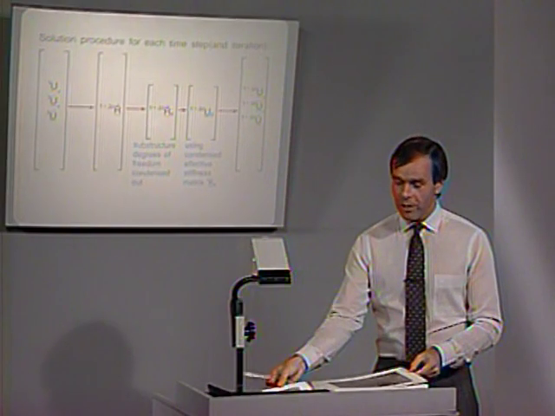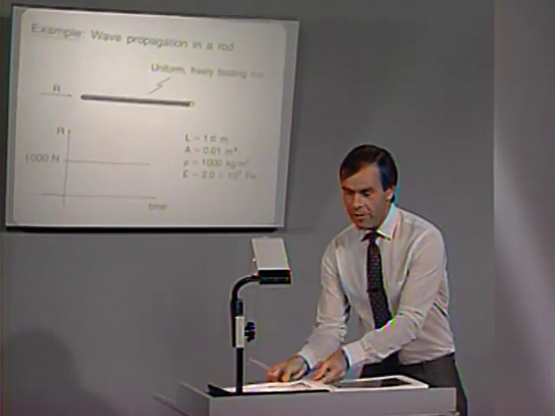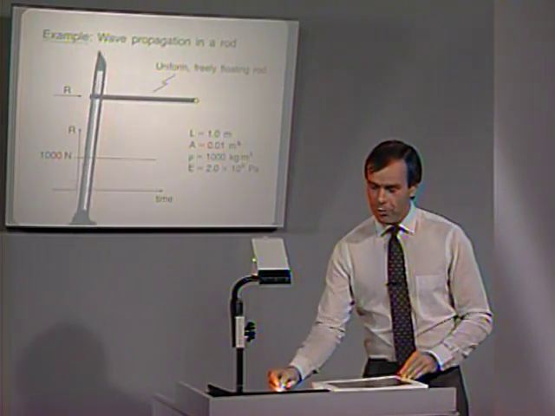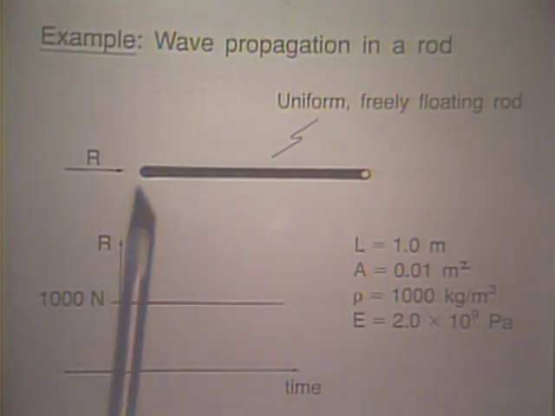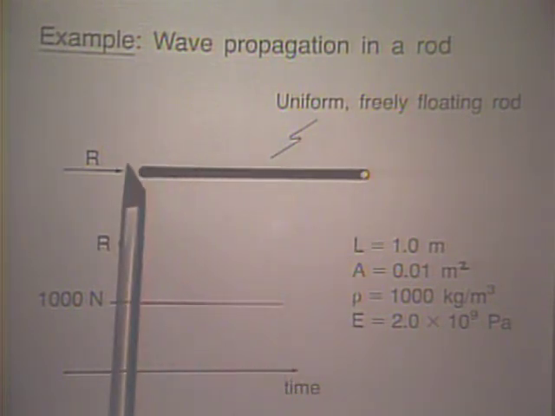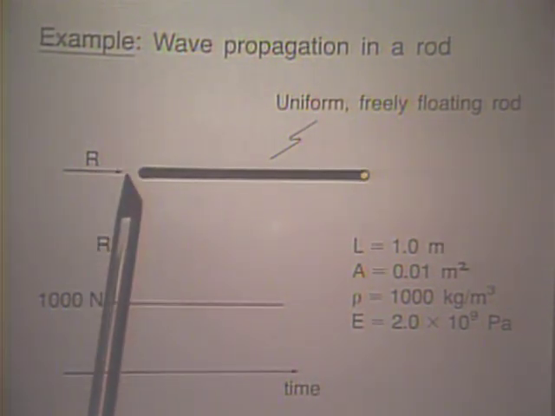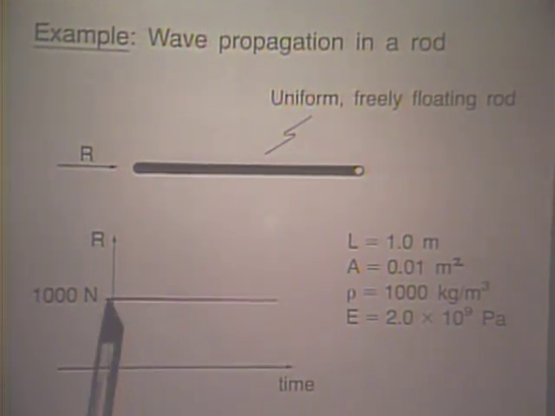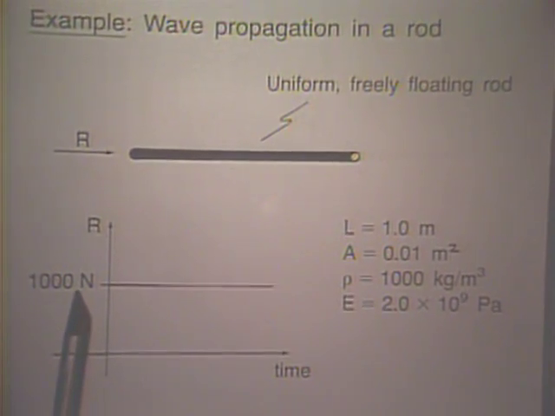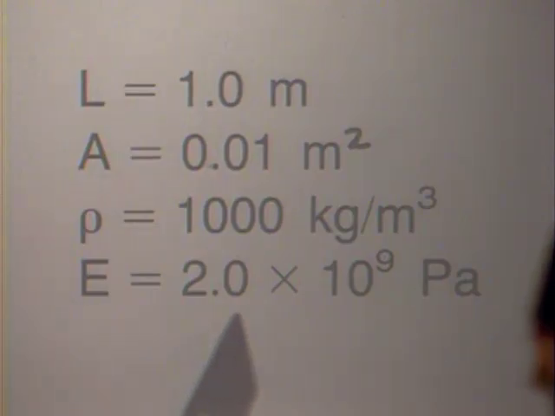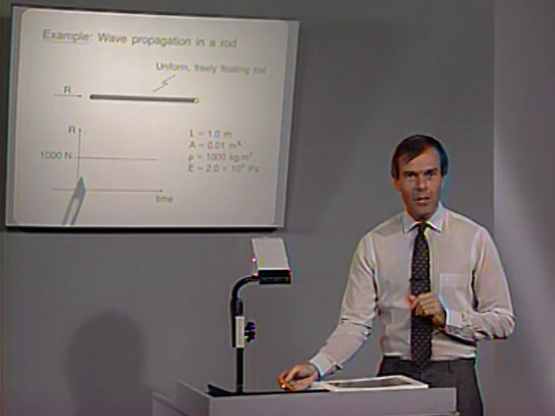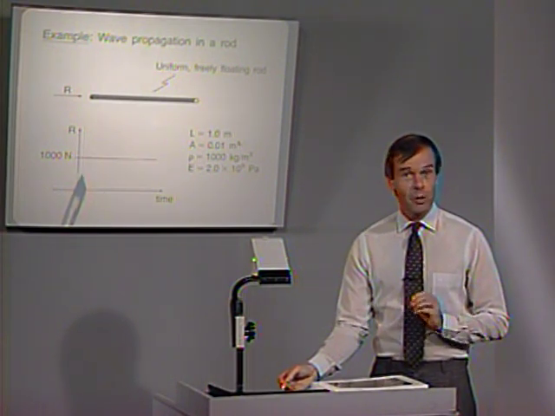Let us now look at some example solutions. And the first example that I'd like to consider with you is the solution of the wave propagation in a rod. Here we have a uniform, freely floating rod, and we apply to the left end of that rod a force that varies as shown here, a step load of 1000 Newton. The material data for the rod are given here. We want to perform a linear elastic analysis, but although this is a linear analysis, we still will learn quite a bit from it regarding nonlinear analysis.